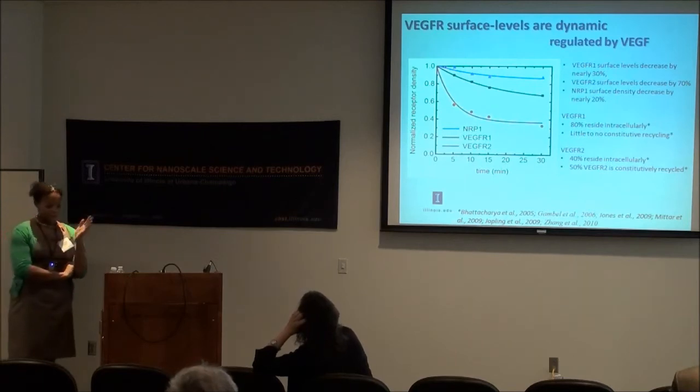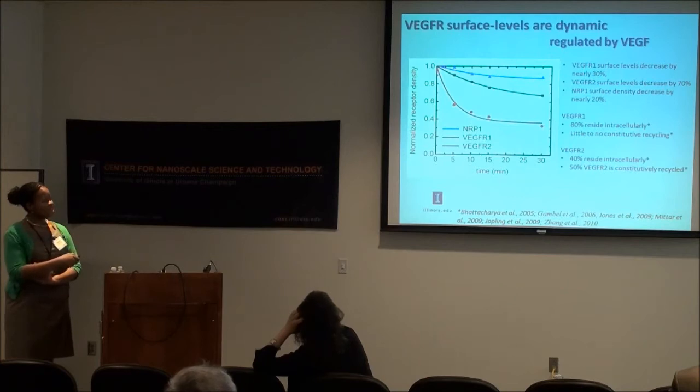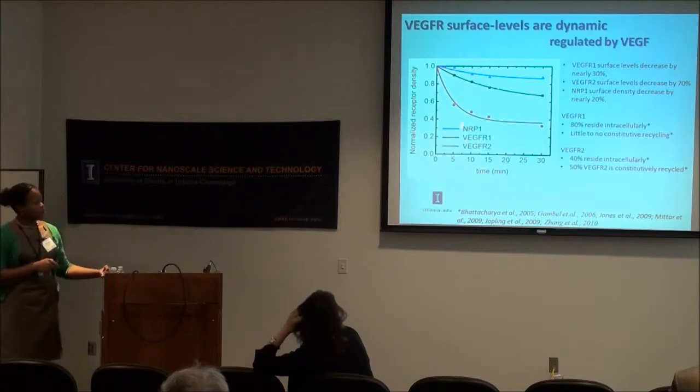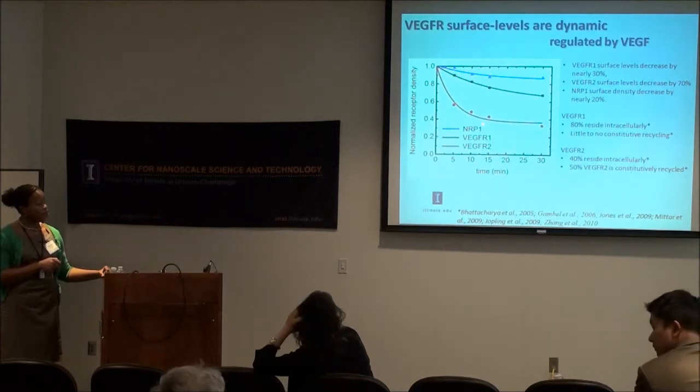Right. So I showed you the ensemble average. I showed you the cell by cell. What I kind of gloss over is the fact that these are very dynamic receptors, actually. So here I show, over time, between 0 and 30 minutes, the dynamics of these receptors in the presence of VEGF, so 1 nanomolar VEGF.